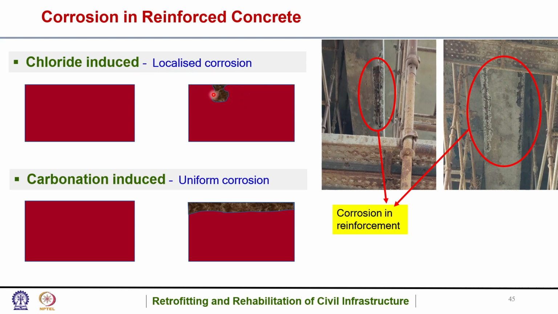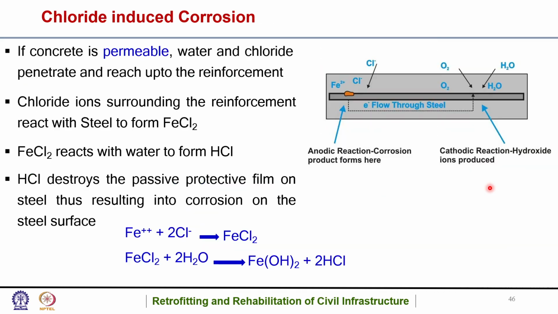That is because it is mostly a localized phenomenon. Because it is a localized corrosion, the intensity is quite high. That's why it is of very high significance in research. Even in my PhD I am working on this topic only. Apart from that, the carbonation-induced corrosion is basically a uniform corrosion. It is uniform because it is mainly dependent on carbon dioxide gas, which is diffused everywhere, so it is more of a uniform phenomenon. These are some of the examples of corrosion in reinforcement.